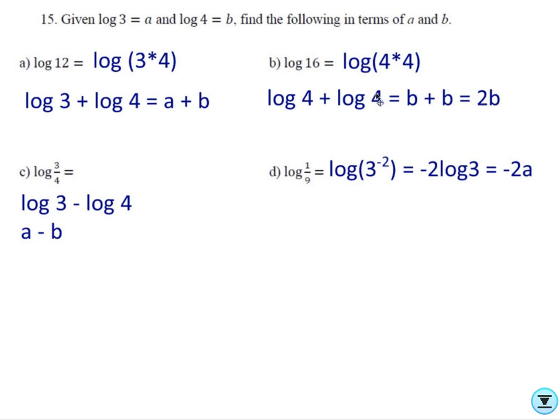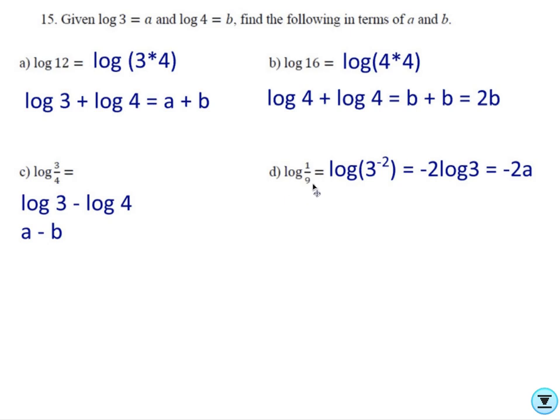Like you'll see in letter D, you'll get the same answer. But here I just broke this down into log of 4 plus log of 4, which is B plus B, which is 2B. You get the same thing if you made it 4 squared, move the 2 in front, and got 2B that way. Log of 3 divided by 4 is log of 3 minus log of 4, that is A minus B.